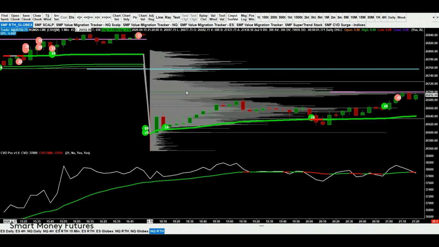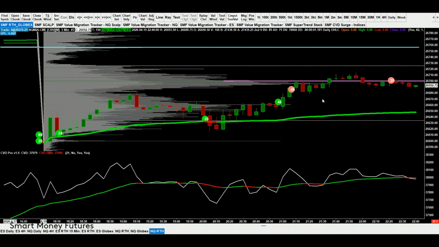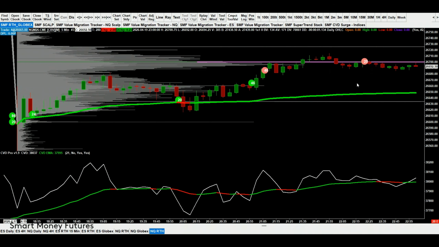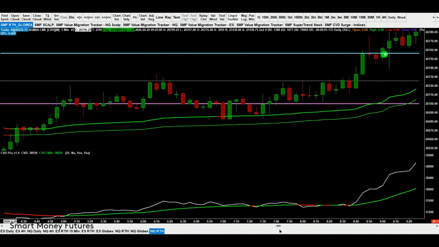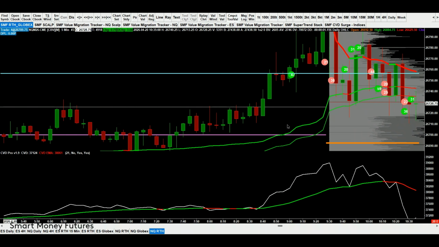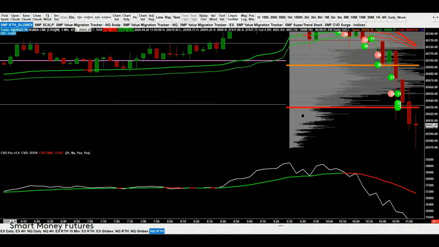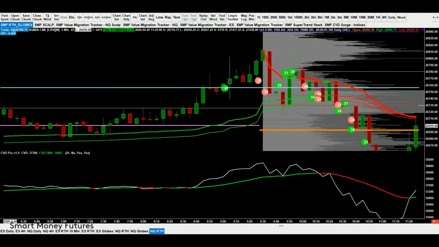Okay, so here's the main takeaway. CVD tells you who is aggressive. Market structure tells you whether that aggression matters. If CVD rises at a meaningless location, it may be noise. If CVD rises into VAH and price accepts higher, it may confirm continuation.